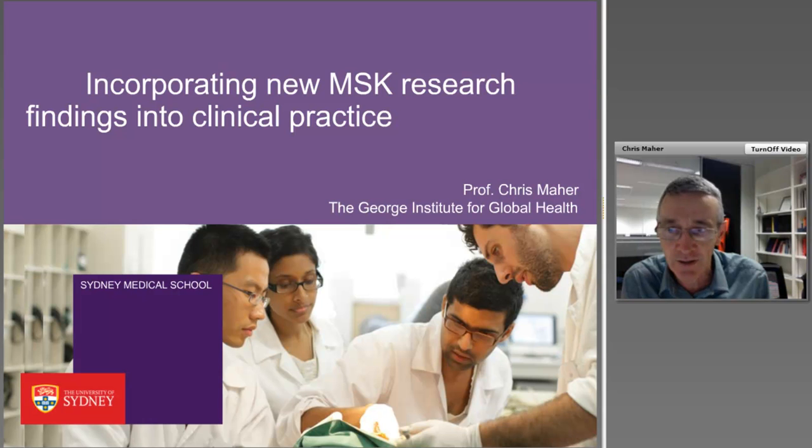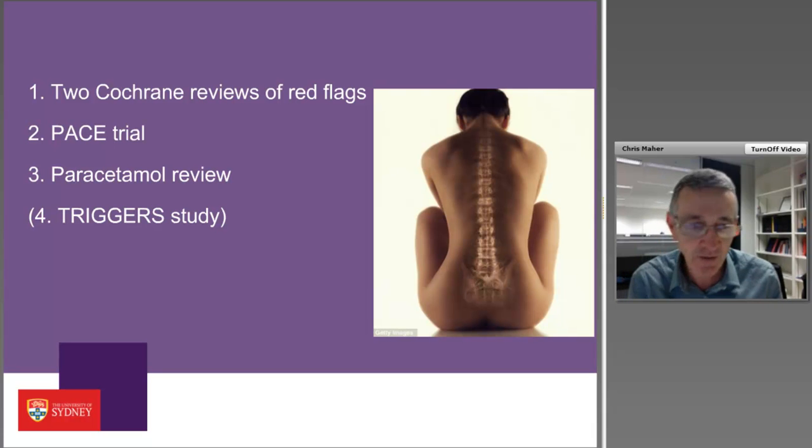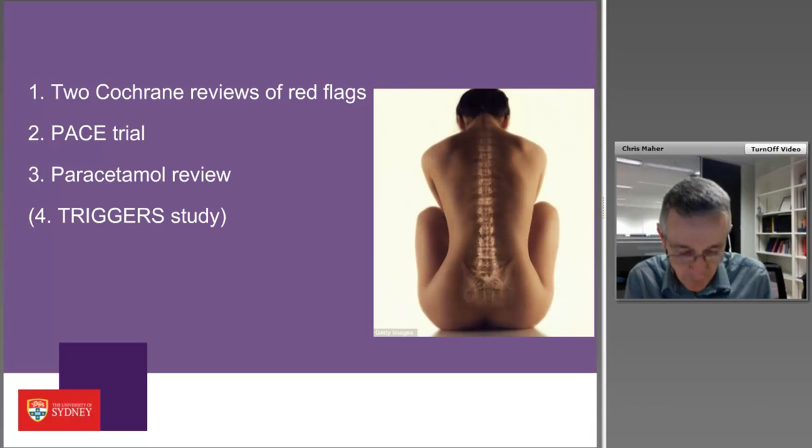So in terms of what I was going to cover tonight, I was going to go through a couple of studies related to red flags to screen for serious pathology. I was going to cover the PACE trial, which looked at the value of paracetamol for acute low back pain. We've recently published a paracetamol review in BMJ that generated huge media interest, so I thought I should sneak that in there. And because I did that, we may not have time to look at the trigger study, but I'll see what we can do. So at the moment, that's sort of the running order, and we'll see how we go.